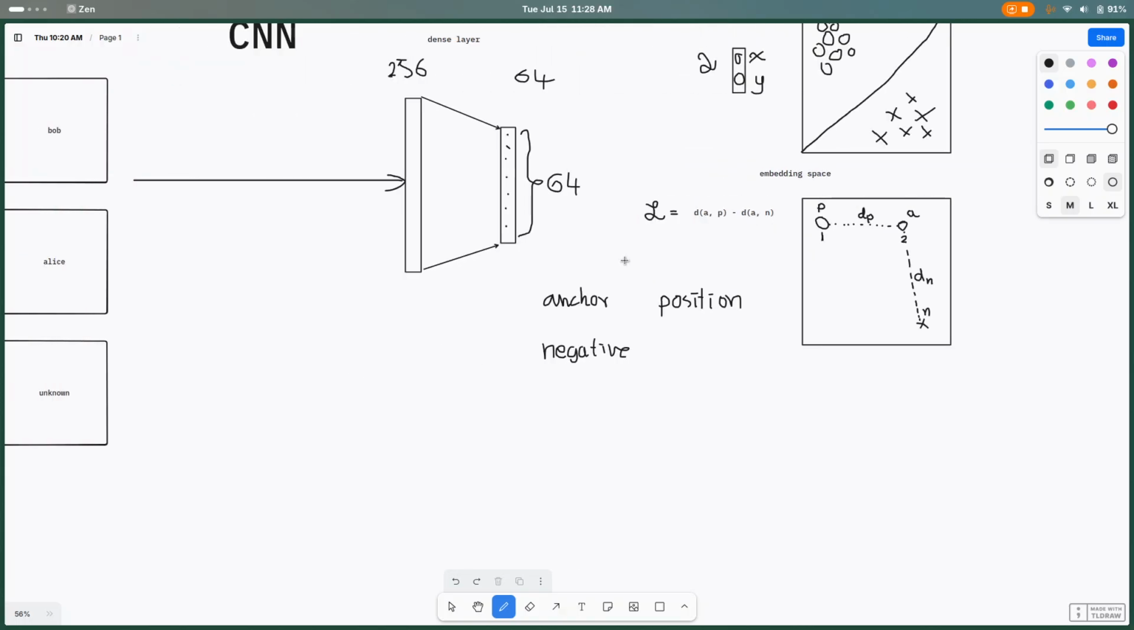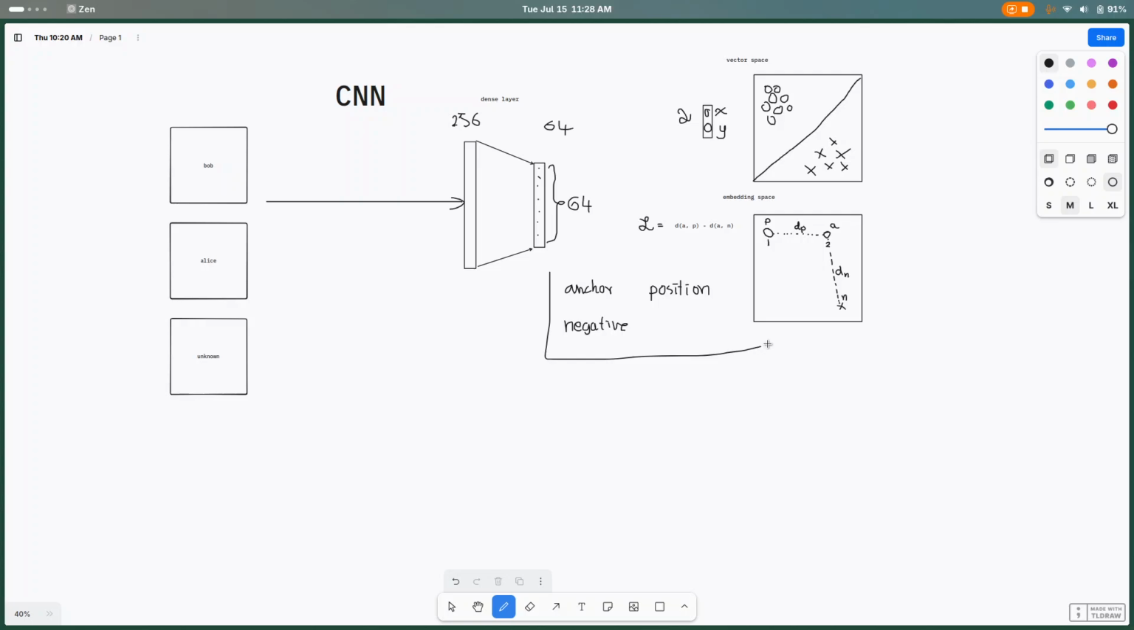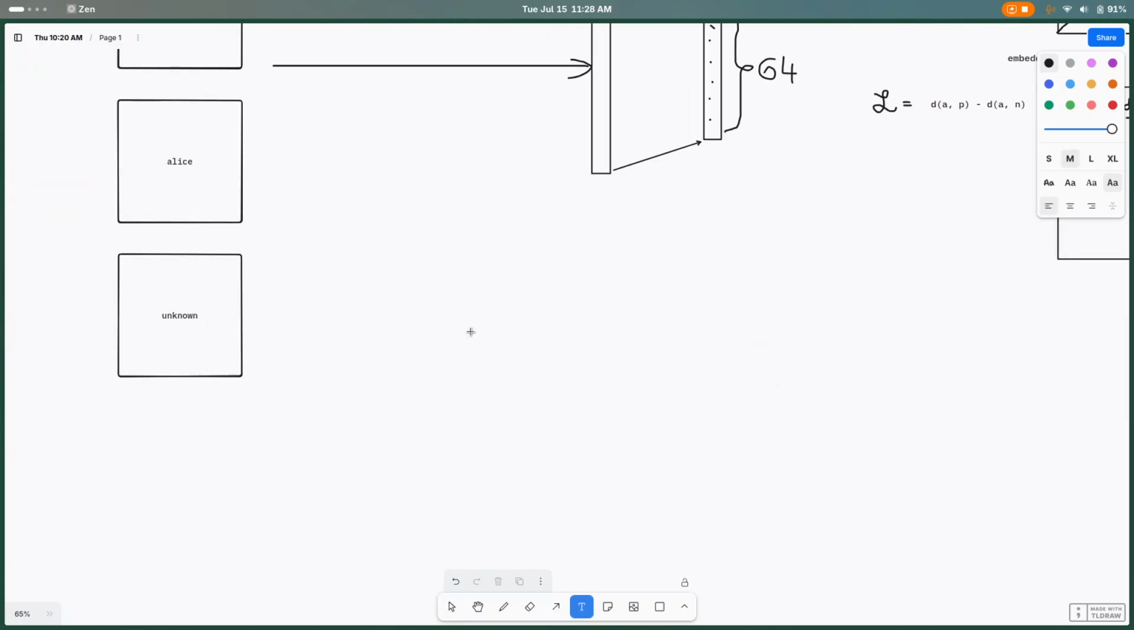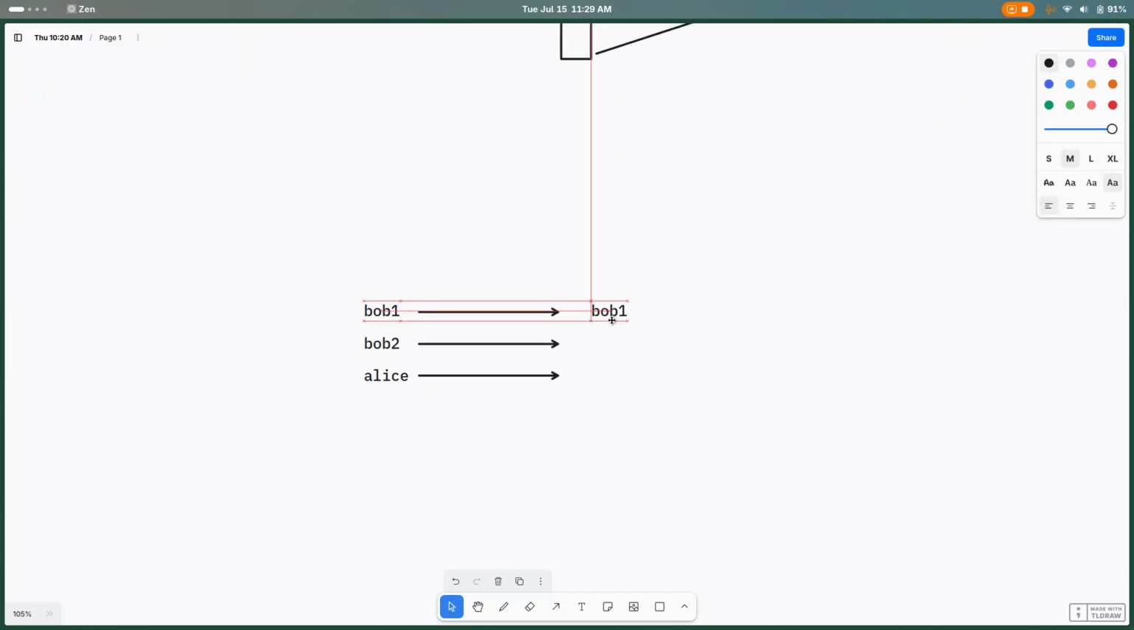Now to get that thing in the first place, we apply all of these faces through the network. And after that, each of them will give us a point, right? So to look at the flow, we have, let's say, Bob1 again. We have Bob2, and then we have Alice. And each of them going through the model will give us an embedding point.